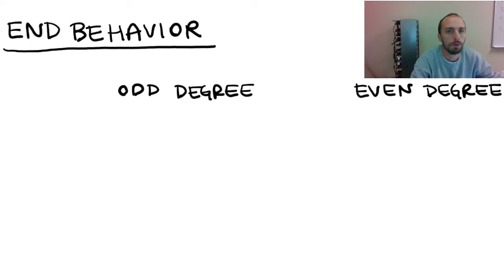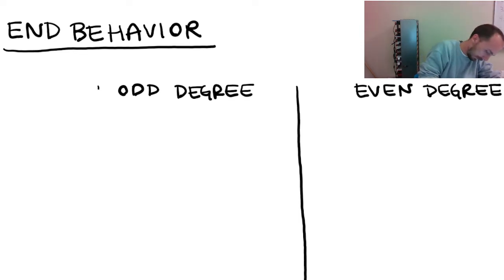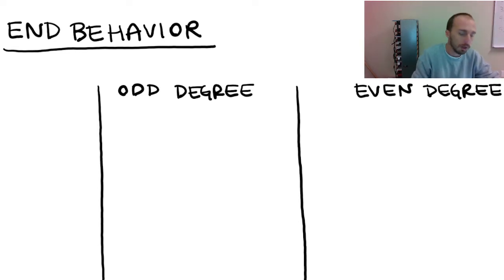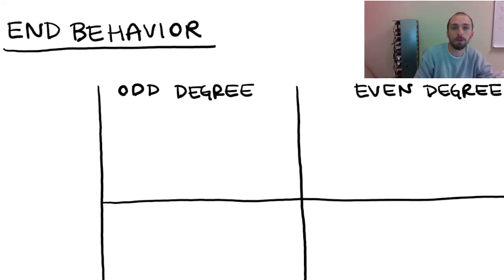All right, so the general rule for end behavior really splits up on whether you've got an odd degree polynomial or an even degree polynomial. That's the key aspect: what's the degree, and is that degree even or odd? And within that, we're going to split this up into the case where we have a positive leading coefficient and where we've got a negative leading coefficient.